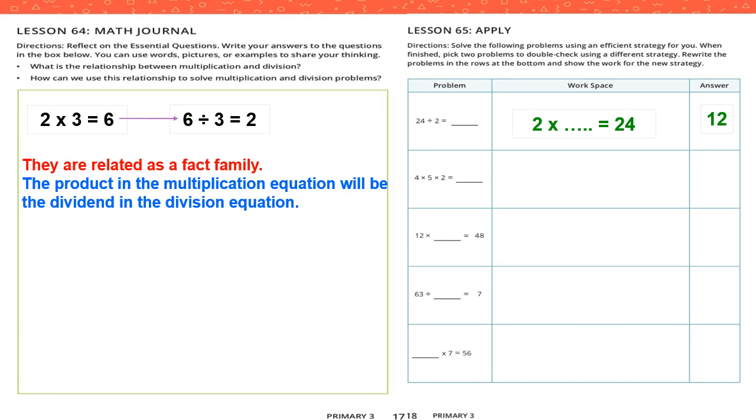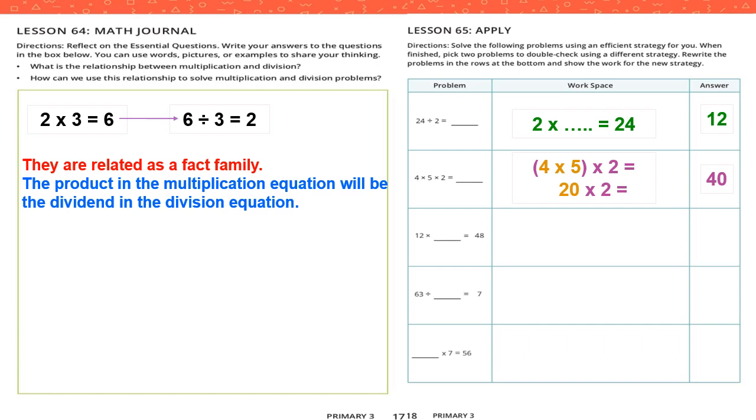4 times 5 times 2. Which property should I use here? I have 3 factors. Associative property, like this. 4 times 5, and we said before we take 4 and 5 together to give me 20, because the 0 is very easy in multiplication. 4 times 5, 20. 20 times 2, sure, 40. Okay, I will take this 0 out here, and 2 times 2, 4.